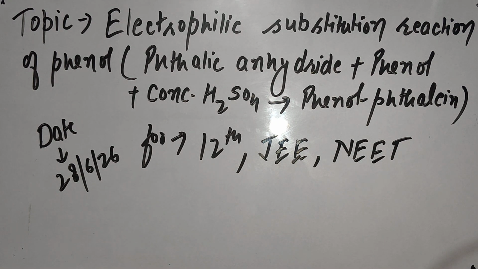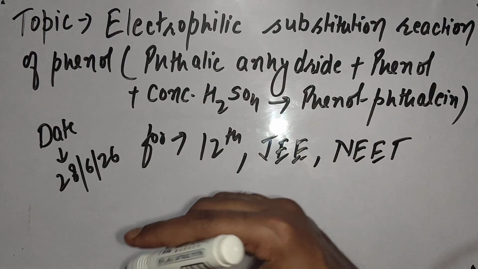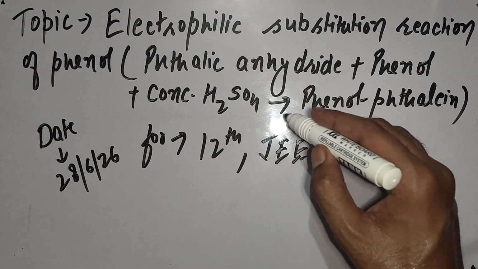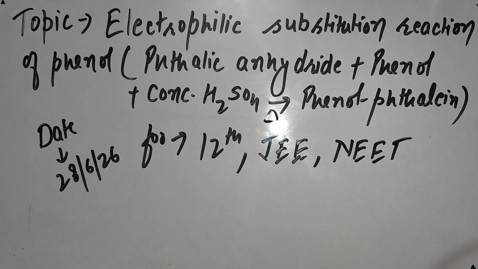Hello everyone. The next electrophilic substitution reaction of phenol is this. Phenol is going to react with phthalic anhydride in the presence of concentrated sulfuric acid, and we have to heat it a little, due to which it is going to create one very important compound of chemistry, phenolphthalein. It's an indicator which is used to distinguish between acidic and basic compounds. This topic is involved in 12th, JEE and NEET level. Let's check what that reaction is.